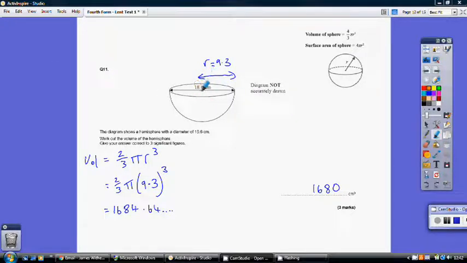Question 11. Now this should have been very straightforward, but too many of you are being sloppy. Too many of you are using the radius being 18.6, and too many of you aren't thinking. Clearly the volume of this is going to be half the volume of a sphere. The volume of the sphere is given, it's 4/3 pi r cubed. Clearly the volume of this will be half of that, 2/3 pi r cubed. So 2/3 times pi times the radius of 9.3 cubed gives us this. To 3 significant figures, that is 1680.